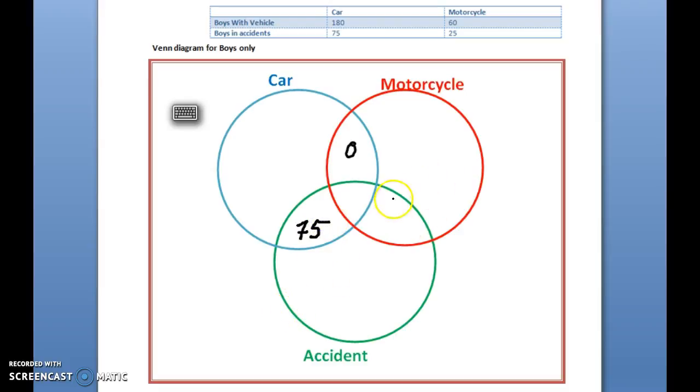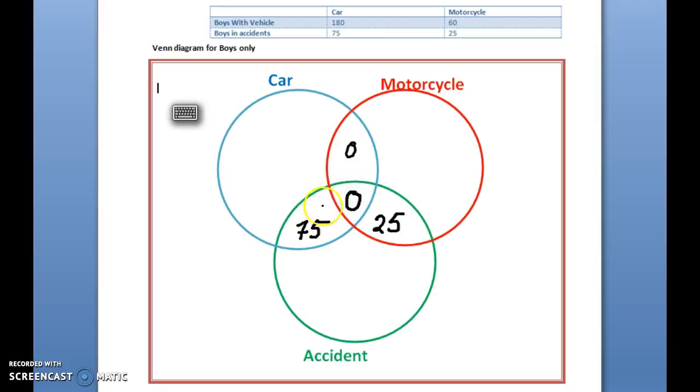Okay. Now look at motorcycle. This section right here represents students who have a motorcycle, which is red, and also got into an accident, which we know is 25. Now this intersection in the middle represents students who have a car and a motorcycle and got into an accident. Well, we don't have a student who has both vehicles, so the number here will be 0.